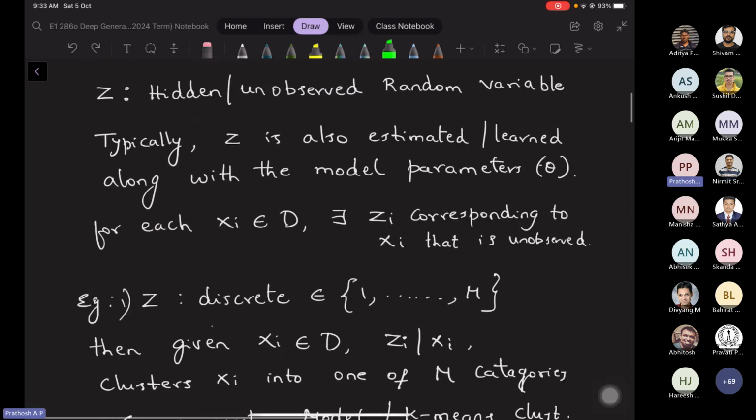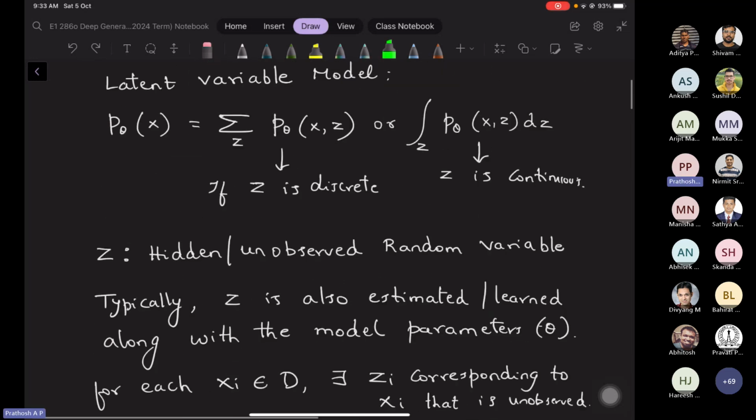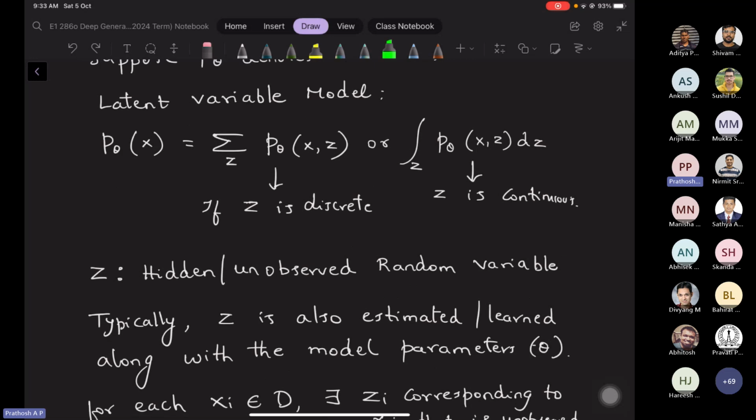So what is a latent variable model? It is one where p theta, the model, is given as a marginal over the joint distribution of the latent and the data variable. That is what is called the latent variable model.